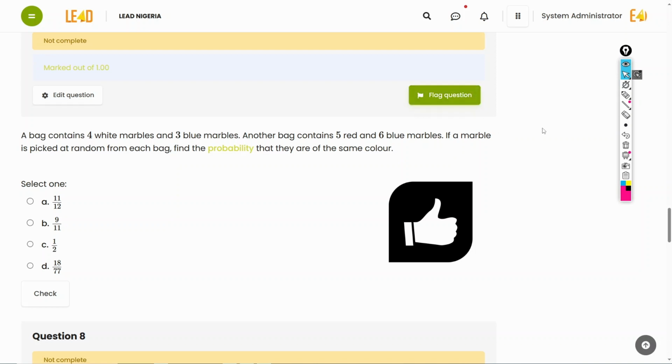Okay, so you can think of the question for a bit, but the only way you can have the same color is if you have blue and blue. So that means you are really looking at the probability of finding blue in the first bag, times the probability of finding blue in the second bag, because you can't have white and white because there's no white in the second one. You can't have red and red because there's no red. So the probability of finding blue in the first one will just be 3 over 7, and the probability of finding blue in the second will be 6 over 11. So that would be 18 out of 77. That's option D.